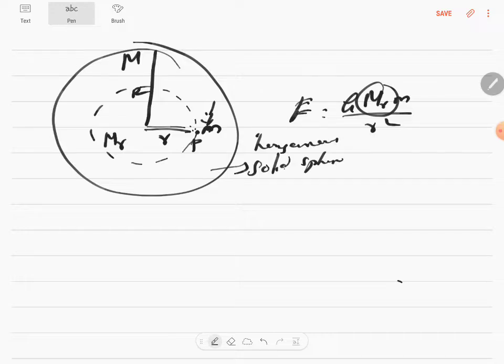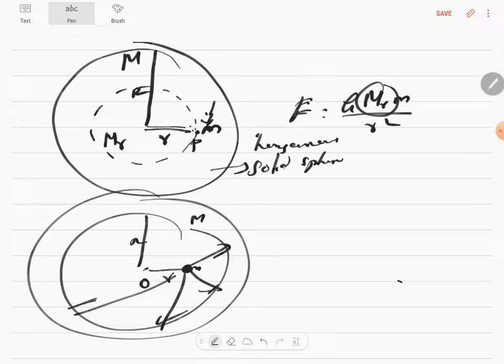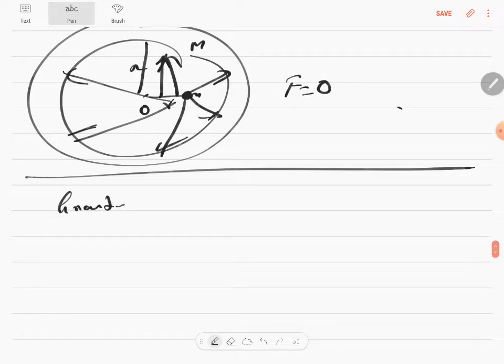But if it's hollow and the small m is situated at a distance smaller than the radius from the center, this capital R and this capital M, the small m will be attracted in all directions and the net force experienced by this body will be 0. If it is hollow and a small m is situated inside, the net force experienced by it will become 0. Next question is: is gravitational shielding possible?